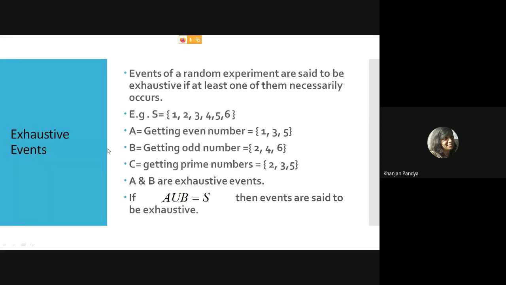So let A be the event that we get even numbers, that is 2, 4, 6. Oh, I have misplaced this one. Even numbers are 2, 4, 6. I'm really sorry. And B is the event of odd numbers, which are 1, 3, and 5. I'm really sorry, I misplaced these events. Right, 1, 3, and 5 are the odd numbers.